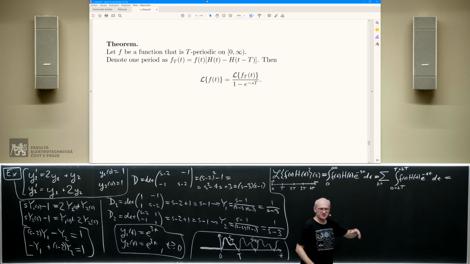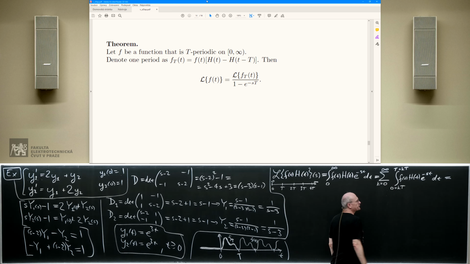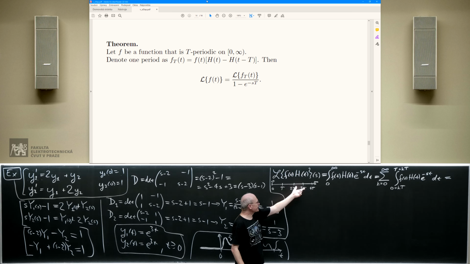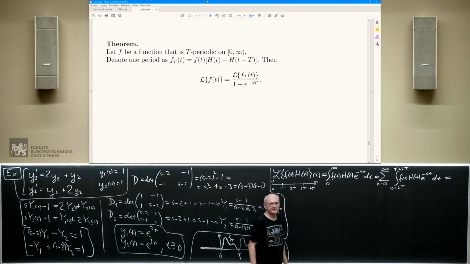In this way, I just created infinitely many integrals, and I'm summing up k ranging from 0 to infinity. Is that right? When k is 0, I go from 0 to T. When k is 1, I go from T to 2T. Yeah? It fits. Those intervals are going one after another. When I put them together using summation, I get interval 0 infinity exactly as needed.